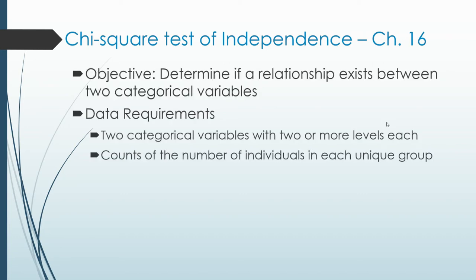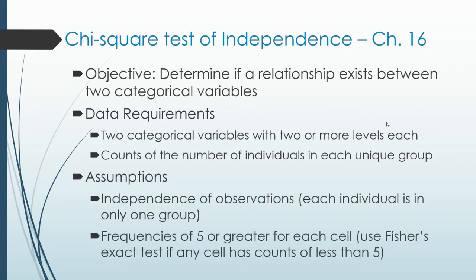There's data requirements for the chi-square test of independence. First of all, you're going to have two categorical variables that have two or more levels each. And then you're going to have counts of the number of individuals that are in each one of the unique groups that are formed by the intersection of those two categorical variables.